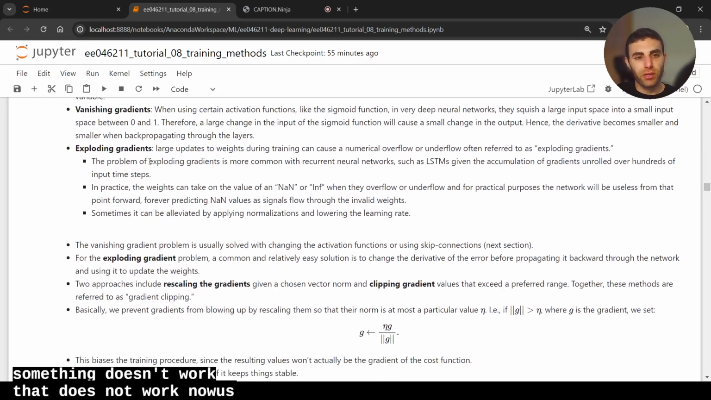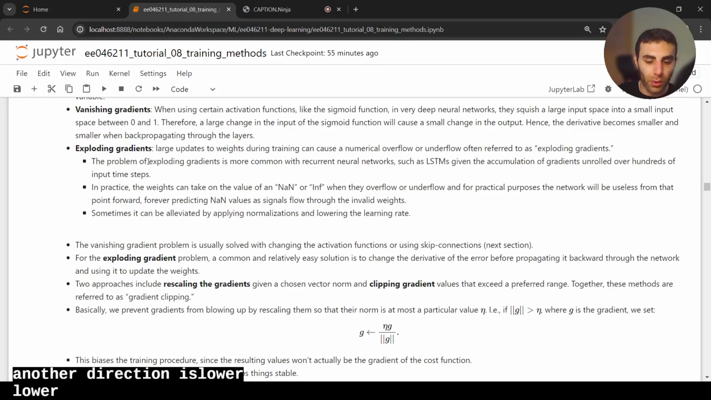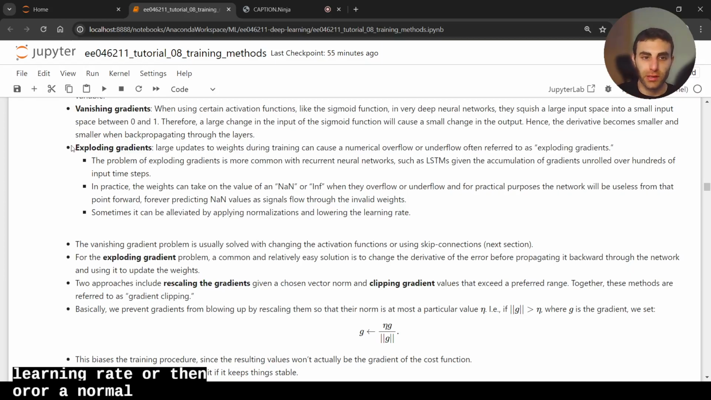Now, usually before we jump to any solution, the first thing to try to alleviate it is to use normalization. So if you don't have normalization like layer norm in your RNN, maybe try to use it and see if it changes anything. Another direction is lowering the learning rate, because maybe we are taking too large steps, and this can lead us to divergence. So make sure it's not the learning rate or a normalization issue. And if it's not, then maybe consider the solutions we are going to talk about now.